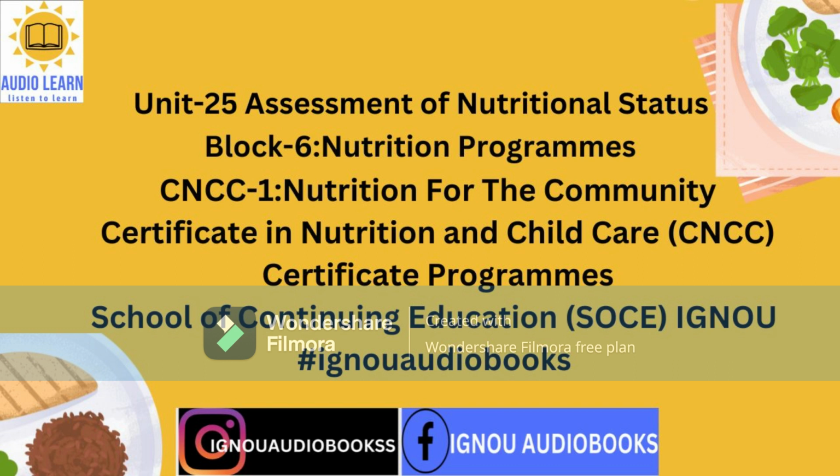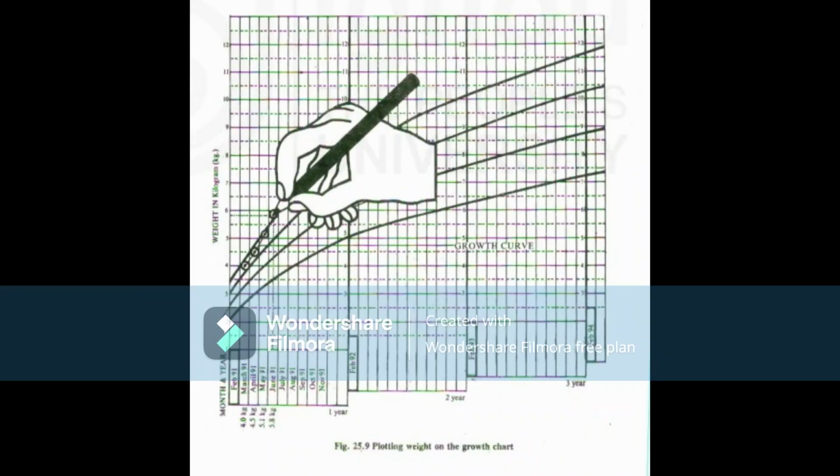Then move your finger up the April column until you reach the 4.5 kilograms dotted line. Make a dot in the center of the column and encircle it. Now connect this dot with the dot made on the chart for the previous month by drawing a line. This line is called the growth curve. By plotting Ravi's weight every month on the chart, the growth curve can be determined. Figure 25.9. Plotting weight on the growth chart.